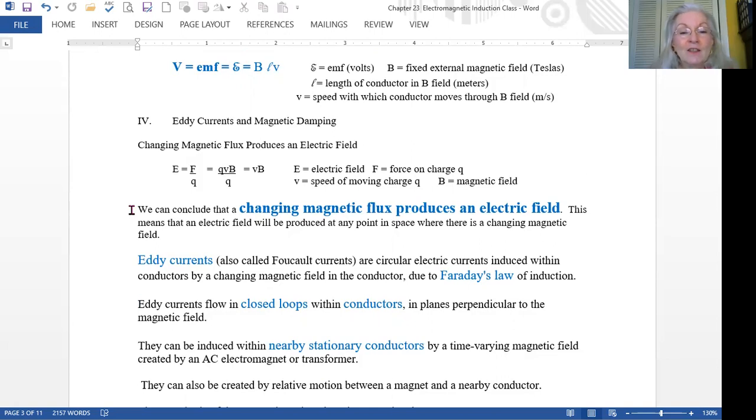Eddy currents, sometimes called Foucault currents, are circular electric currents induced inside conductors by changing magnetic fields in the conductor as a result of Faraday's law of induction. Eddy currents flow in closed loops within the conductors, in planes that are perpendicular to your magnetic field, and they can be induced within anything that's close and stationary as long as you have a varying magnetic field.